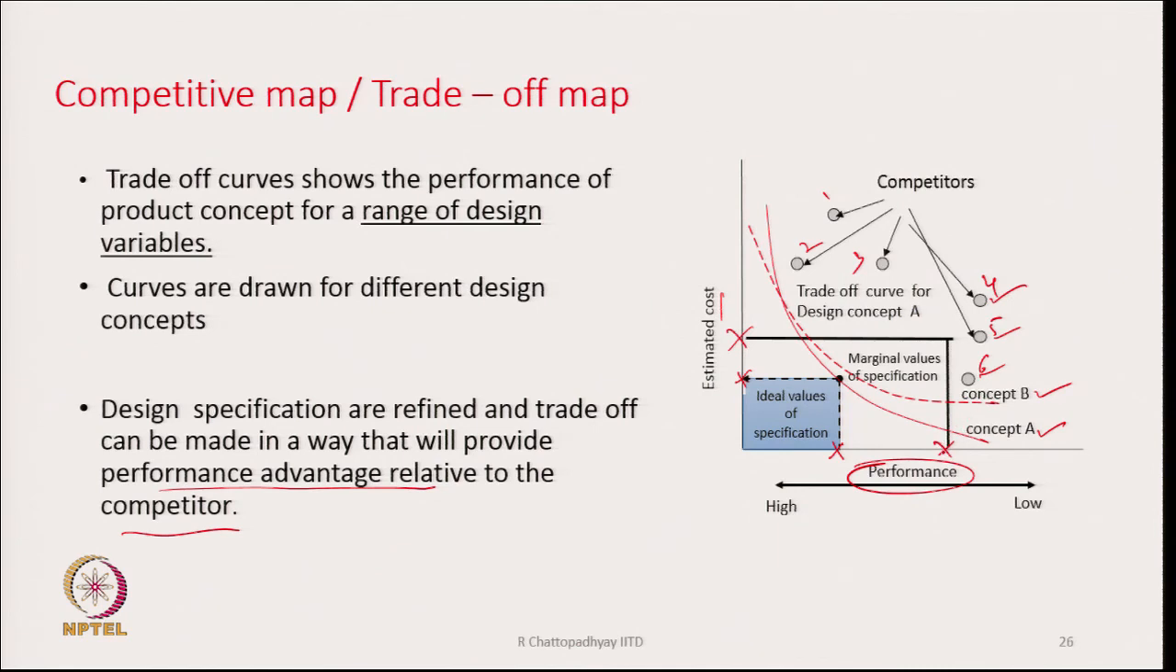So, I have the idea that if I go for a performance level from here towards this side, that I keep on increasing the performance by choosing a certain combination of specifications, then how the cost is going to increase will depend upon whether I am using concept A design or concept B design. So, the curves are going to indicate that, and this is going to help me in taking the right decision.